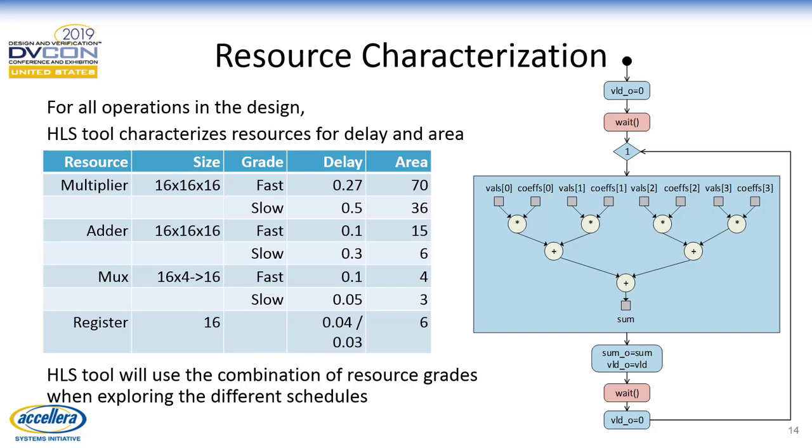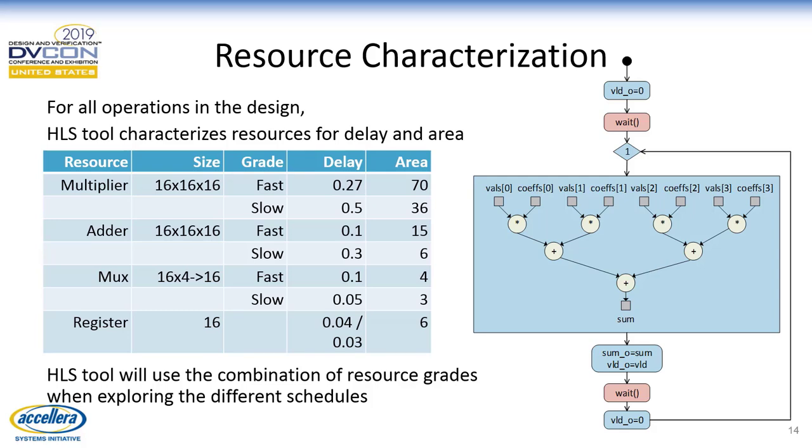There are many ways to do that, but one way is to go to logic synthesis and say, tell me how fast this thing is, or to do some interpolation and tell me how slow this thing is. So for this particular example, which is of course a cooked up example for the slides, the delay of the fast resource is 0.27, the area is 70. The delay of the slow multiplier is 0.5, with a smaller area, 36. So you can see the fast resource is faster but bigger, and this one is slower but slimmer. Same thing for the other resources: the slow adder, fast adder, slow mux, fast mux. For the register, there's not a lot of difference. So the tool knows how fast and slow everything is.